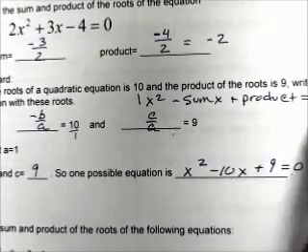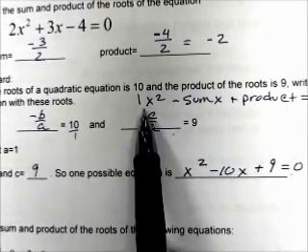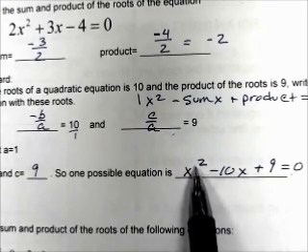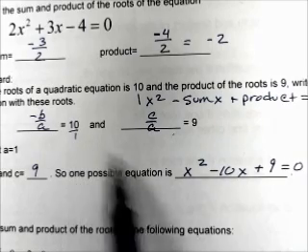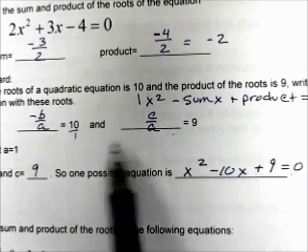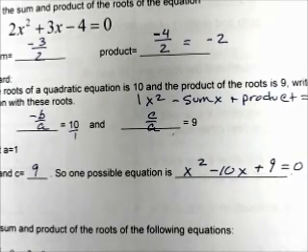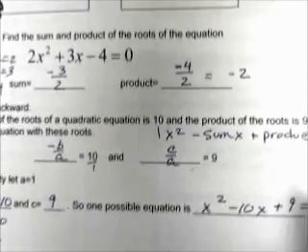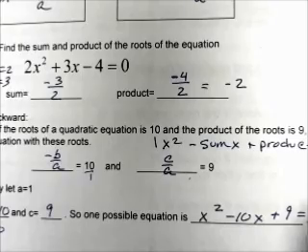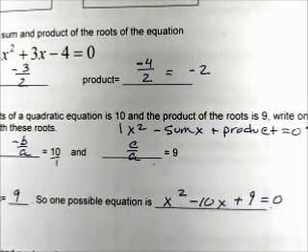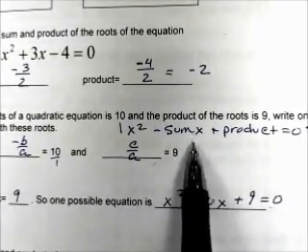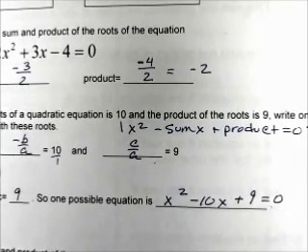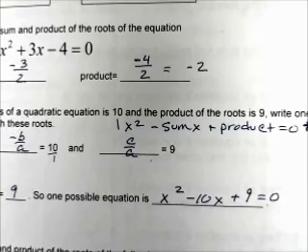Again, we could have used this as well. As long as our a value is 1, then our equation would be x squared minus the sum, so minus 10x, plus the product, plus 9. So you can go through the work each time, or you can remember this. As long as your a value is 1, then x squared minus sum x plus product equals 0 would be one quadratic equation with the given roots.